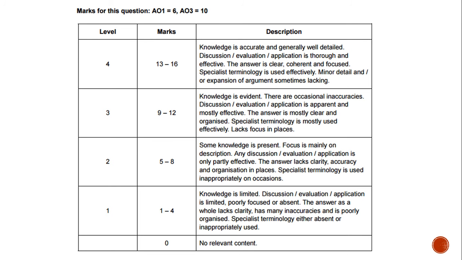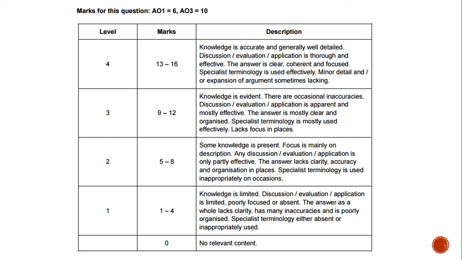And then the focus is specialist terminology. Used effectively, mostly used effectively, inappropriately, or absent or not at all. So if you don't want to be in the bottom band, straight away start using that terminology and just use it all of the time and consider it. And all of this intertwines together. I think if you use specialist terminology, then your discussion and your evaluation is far more likely to be thorough and effective. If you use terminology, then it gives more detail and is more accurate because you're able to describe the concepts more clearly, using the right terminology, which makes it more accurate.